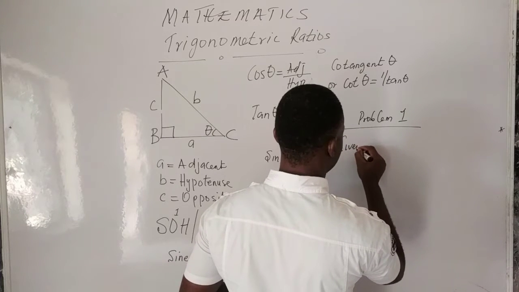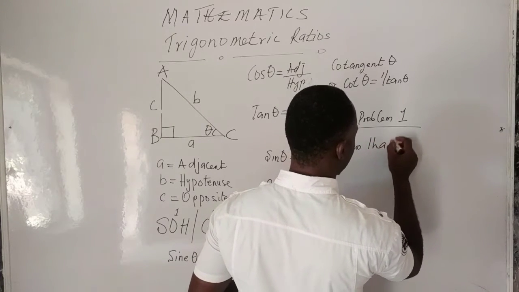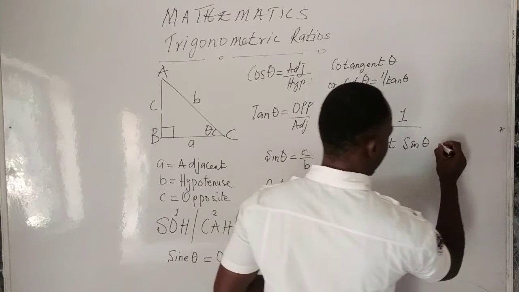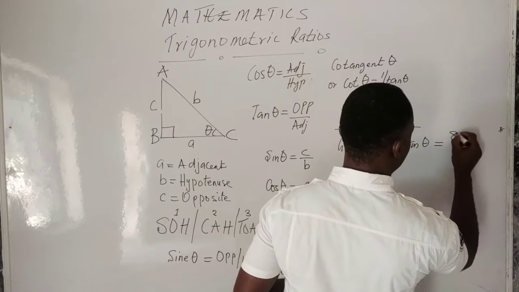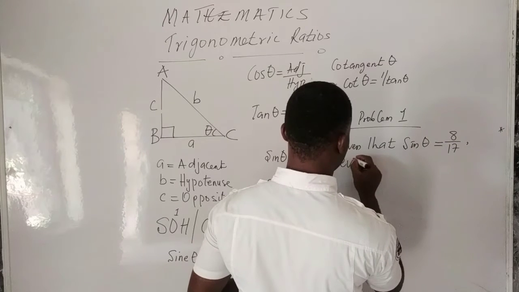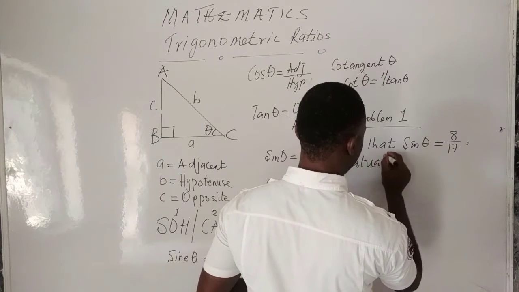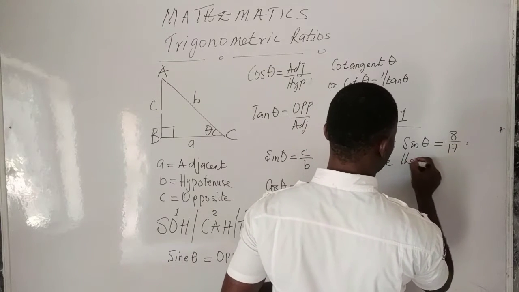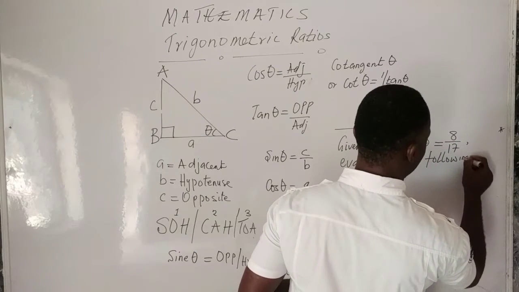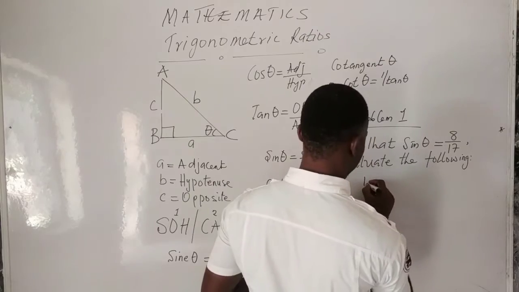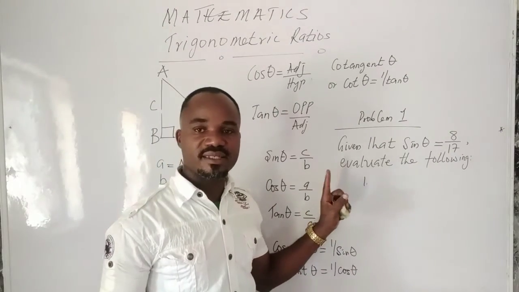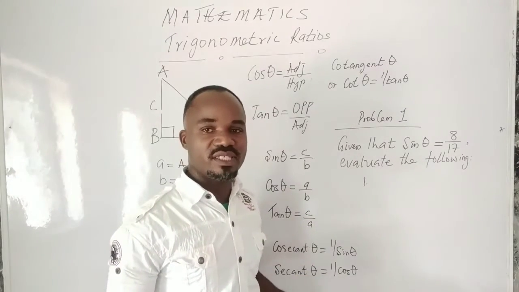Given that sine theta is equal to 8 all over 17, evaluate the following. Evaluate the following. Okay, that's the question. The question is very simple. Given that sine theta is equal to 8 all over 17, evaluate the following.